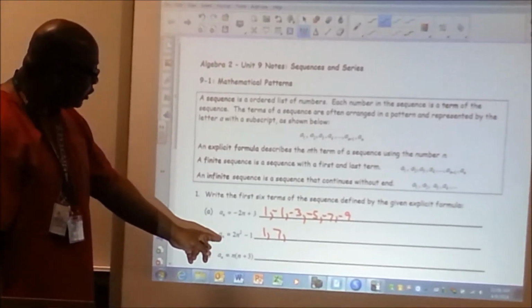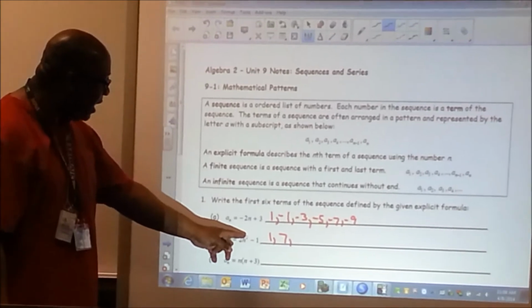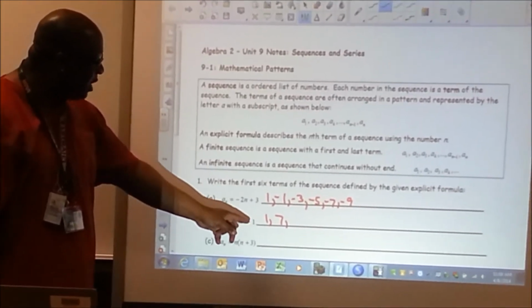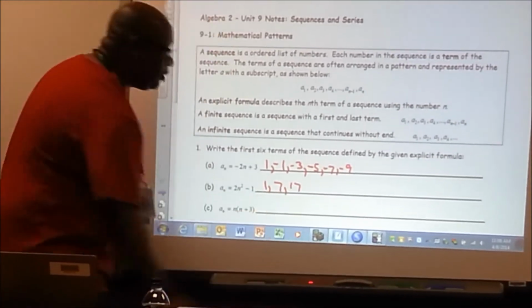A of 3 should be 2 times 3 squared. 3 squared is 9. 2 times 9 is 18, minus 1. That should be 17.